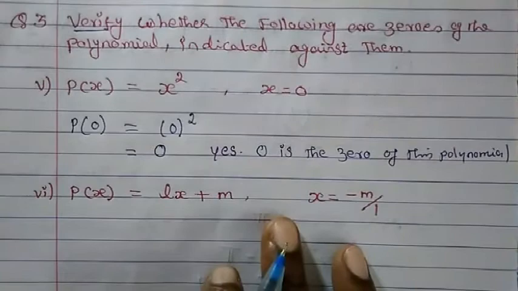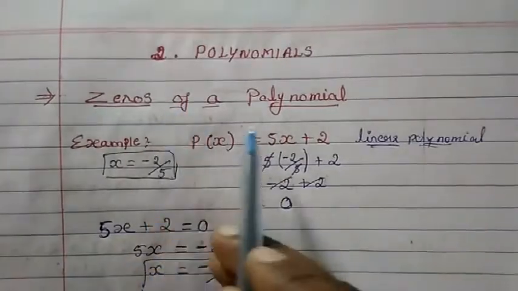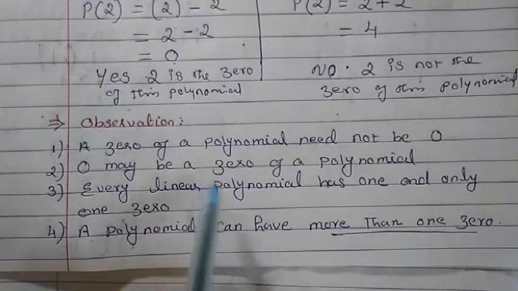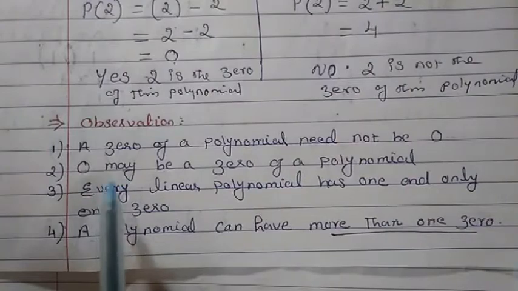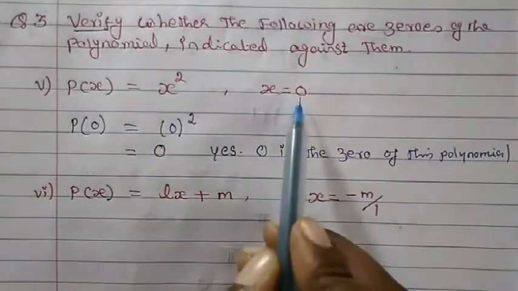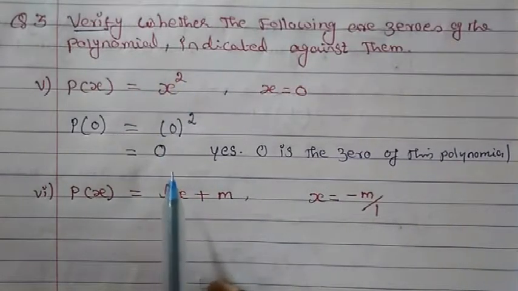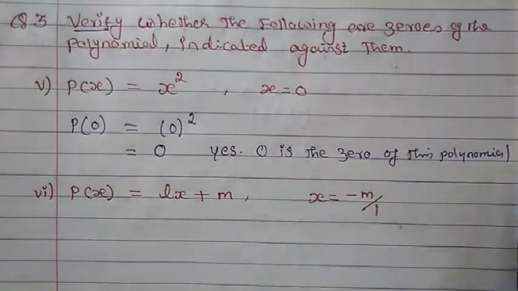Now let me clarify the concept here. In the introduction part I explained this when we studied the 0 of a polynomial. There I explained one concept, that 0 may be a 0 of a polynomial. So here 0 also can be a 0 of a polynomial. When we put 0 we got this polynomial's answer also 0. So 0 also is the 0 of this polynomial.